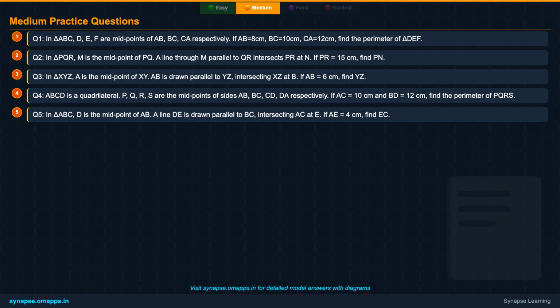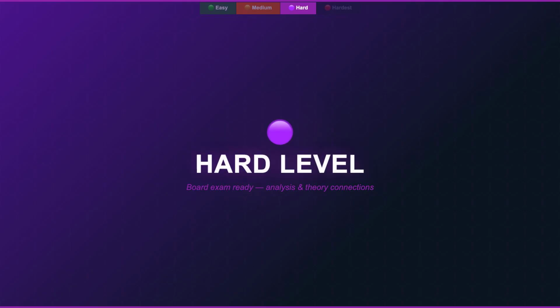Question 2. In triangle PQR, M is the midpoint of PQ. A line through M parallel to QR intersects PR at N. If PR is equal to 15 cm, find PN. Try these out.